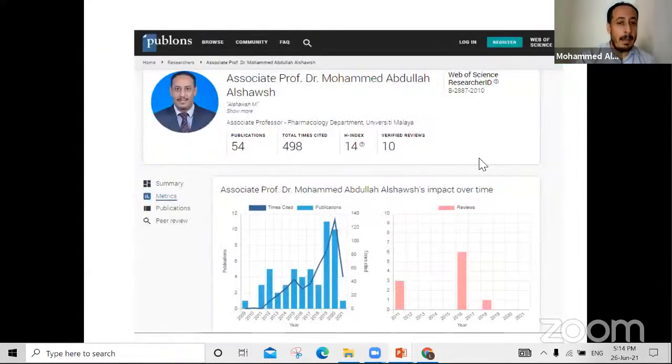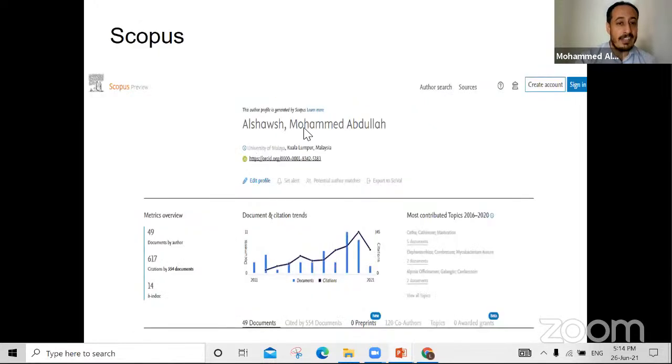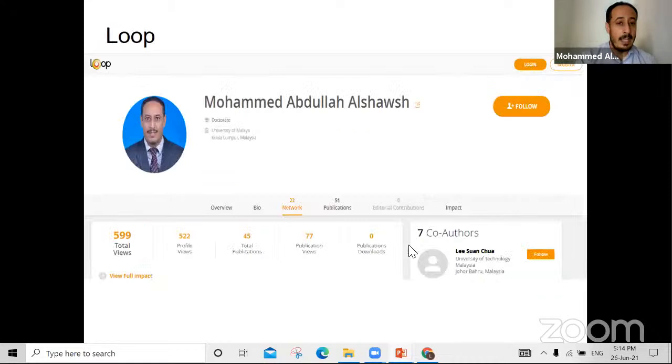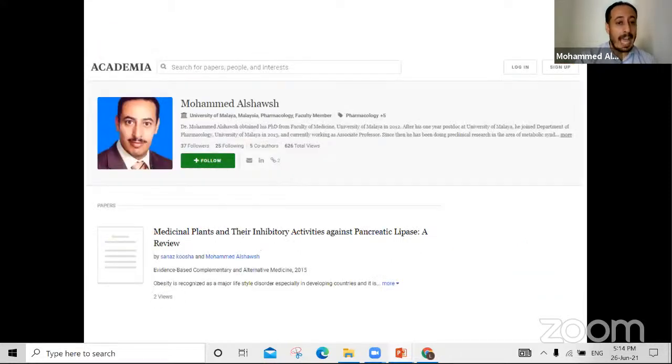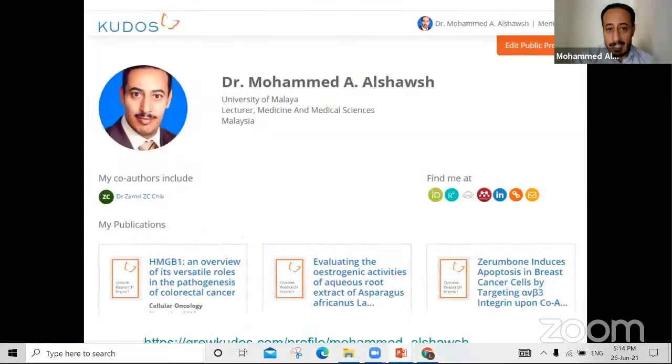This is my Publons. It's for Web of Science. It includes the H-index and research. This is my Scopus. So all altmetrics, all the data. This is mine at Loop, Academia. This one is research. Let me just check, I cannot see. Yeah, this is Kudos. It's another good platform to promote your work.